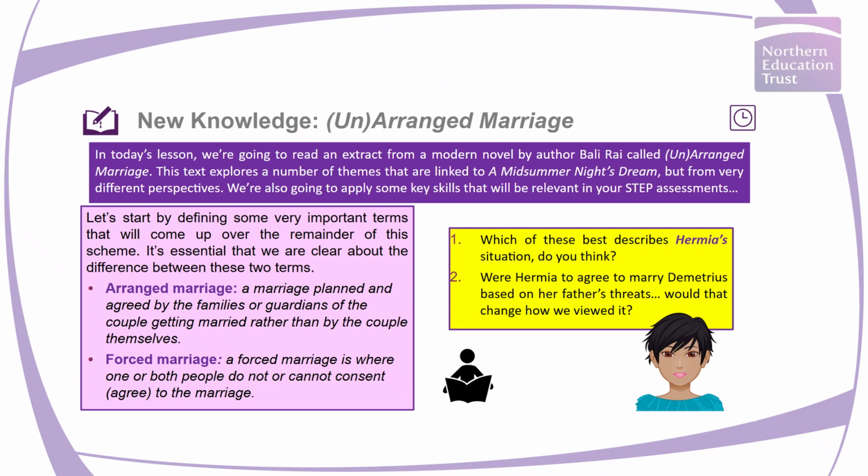And then immediately within the yellow task box, they're asked, well, how would you describe Hermia's situation? Were Hermia to agree to marry Demetrius based on their father's threats, would that change how we viewed it? So in that particular regard, students now are beginning to define that piece of context within what they've read so far in the text itself.